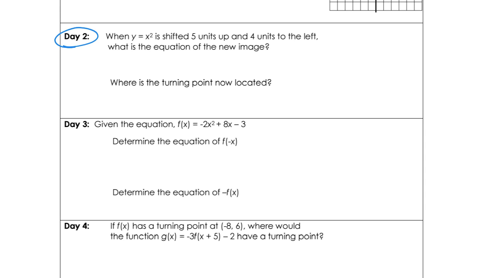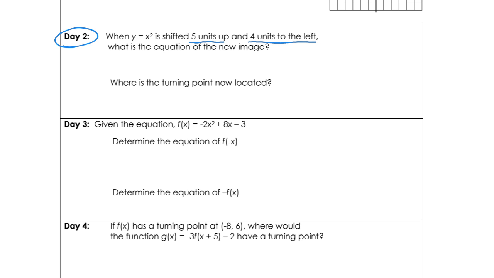And in our warm-up, it says when y equals x squared is shifted 5 units up and 4 units to the left, what is the equation of the new image? So we know all we have to do is put those numbers into the equation with the correct signs. However, we have to make sure that one of them is grouped and the other is not.